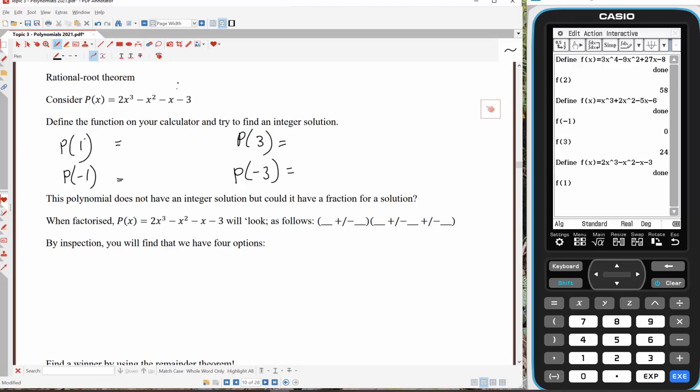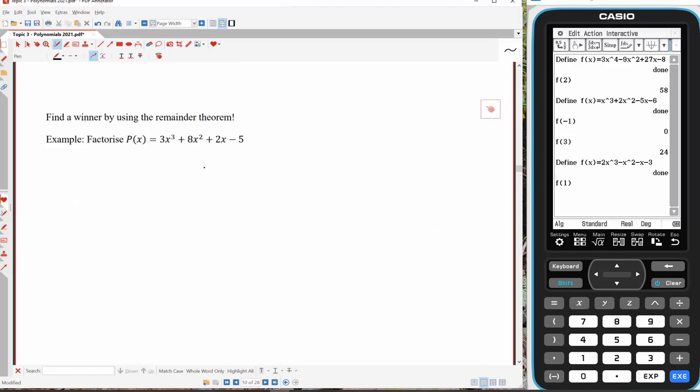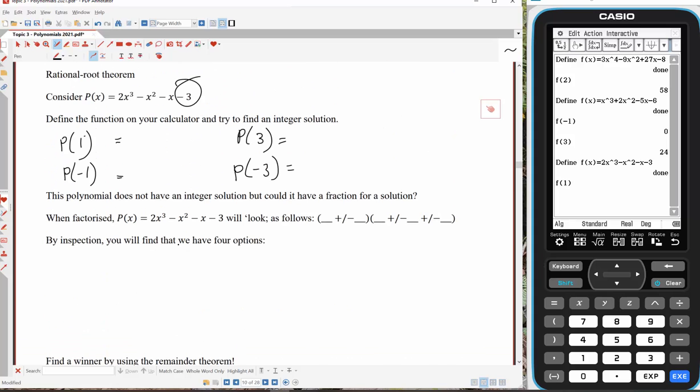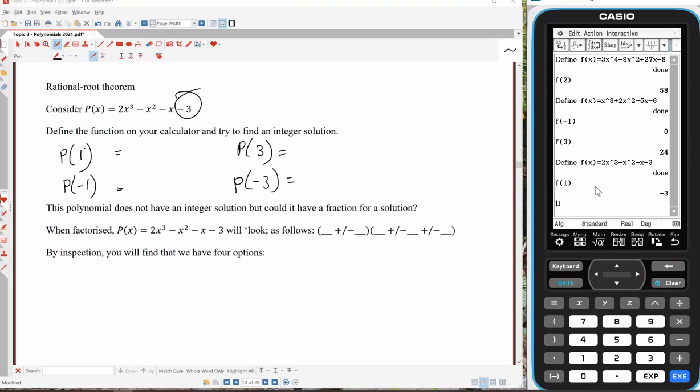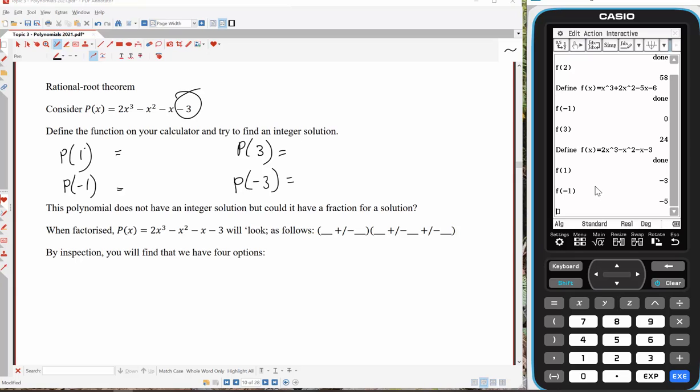All right, so we're looking again at that term there and trying to work out when we're going to get 0 remainder. So f of 1 or p of 1, p of negative 1, no luck yet, p of 3, and p of negative 3. So none of them equal 0. So what that might suggest to you is, oh, we've got no factors, okay? But actually, it does not have an integer solution, but could it have a fraction for a solution?